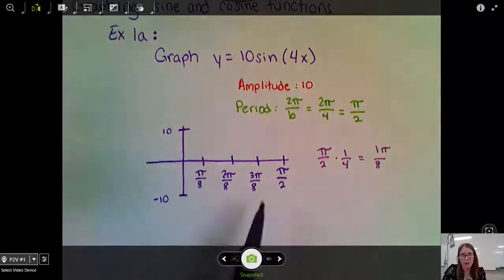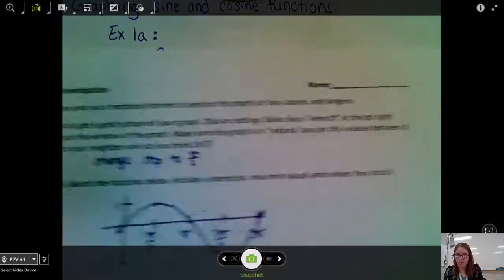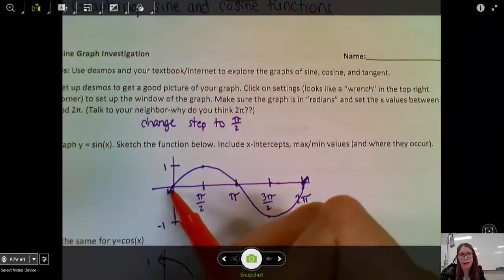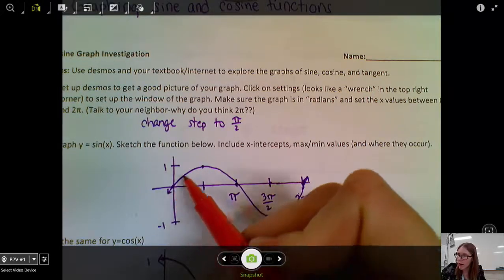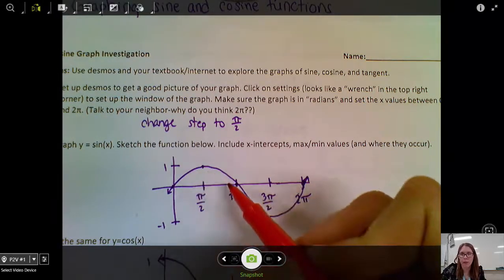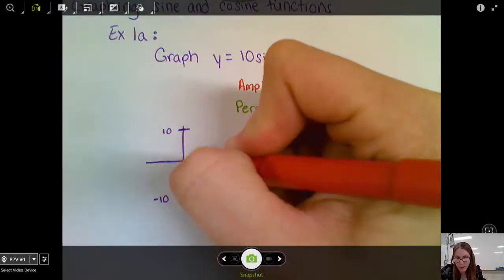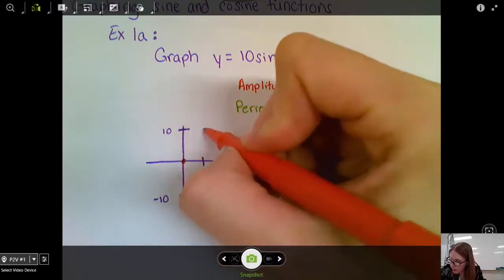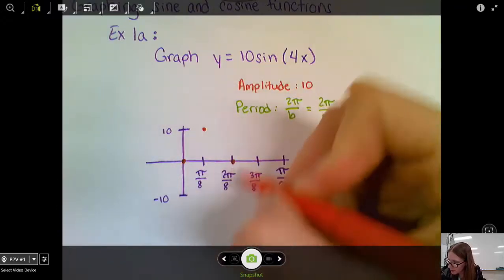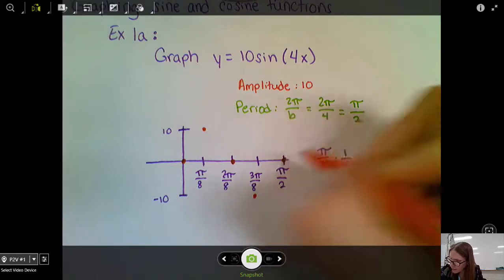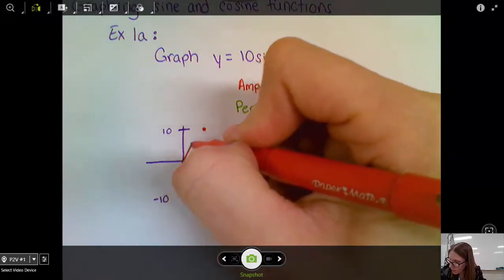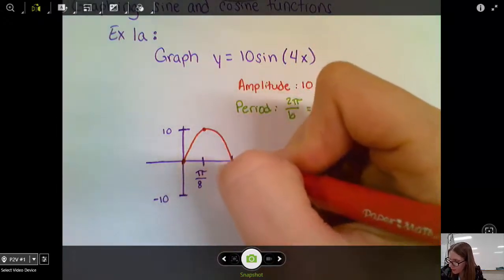Once we get those labels on our x-axis, we got our labels on the y-axis, all that's left is to plot our points. And again, sine, if you look back at our graph that we charted out in class, we start at the origin, and then we go to the top, middle, bottom, middle. So let's repeat that here. We start at the origin, and then we go top, middle, bottom, middle. And that gives us a full period, a full cycle of our graph, if we connect those dots.